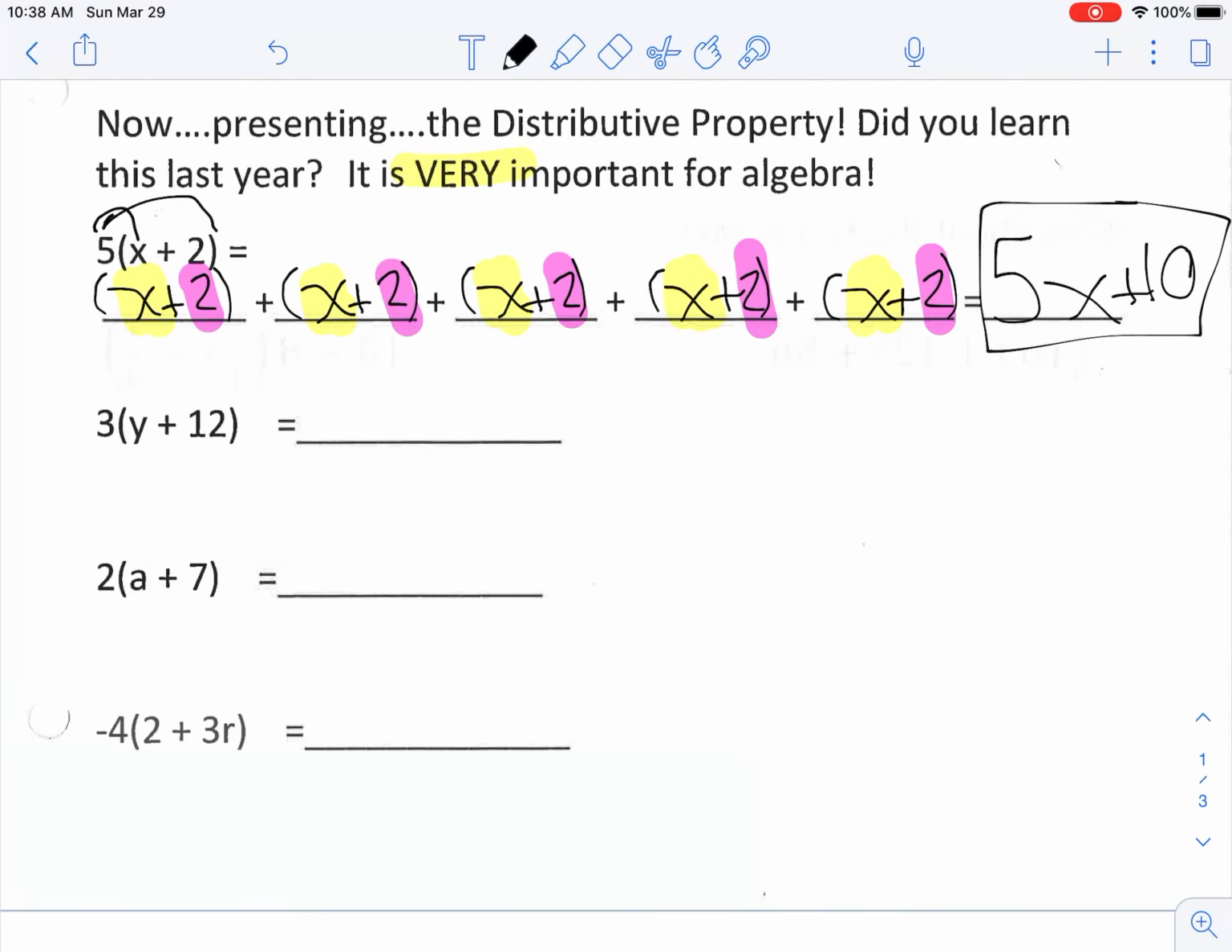Going down to the bottom of your notes page, this is also a review of everything that we did first semester. So remember, we're going to multiply 3 times y. And we're going to multiply 3. Remember, pay attention to that operation sign. That's a positive 12. Positive times positive is positive, so 3 times 12 is 36. And that would be your final answer on that one.